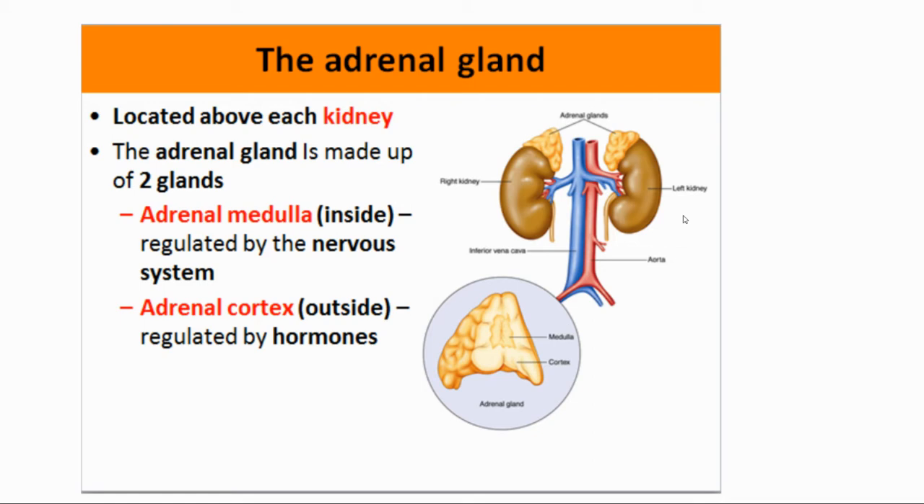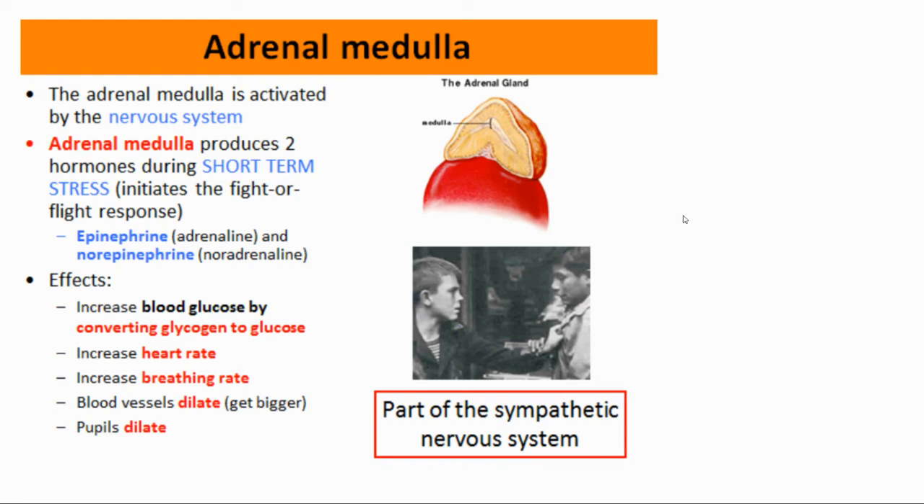So meaning that quick short-term stress, your sympathetic nervous system, when you get that bang, that rush of epinephrine, that deals with the inside of your adrenal gland. The outside of your adrenal gland is what deals with long-term stress or cortisol that is being secreted. So the adrenal medulla is activated by the nervous system, and it is in response to short-term stress, so that fight or flight, and it deals with epinephrine and norepinephrine, or adrenaline and noradrenaline.